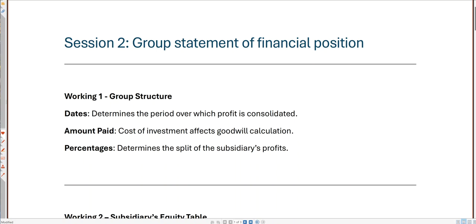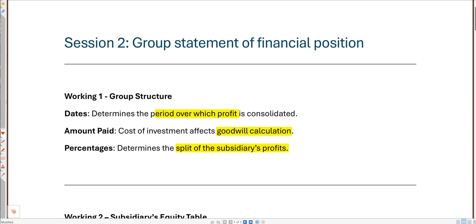We're going to work through a more detailed statement of financial position for a group. We're going to add to what we saw before, and we're going to create some new workings that we're going to use throughout the rest of the course. Now, the first working that we've already seen is the group structure, working 1. We need to outline the dates in order to see what amount of time we've had the subsidiary for. We need to outline the amount paid because that will affect the goodwill calculation, which we'll see shortly. And we need the percentages to know how to split the subsidiary's profit between the parent and the non-controlling interest.